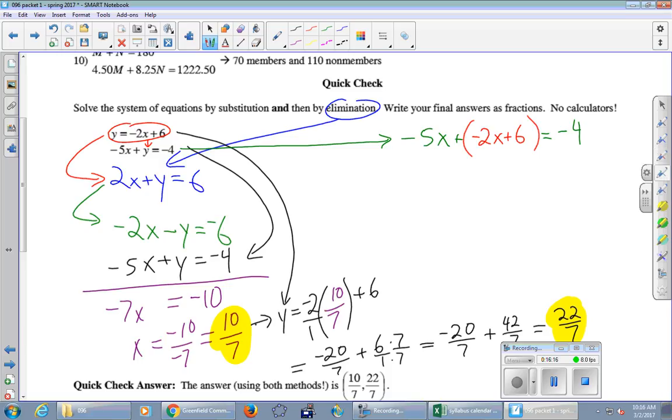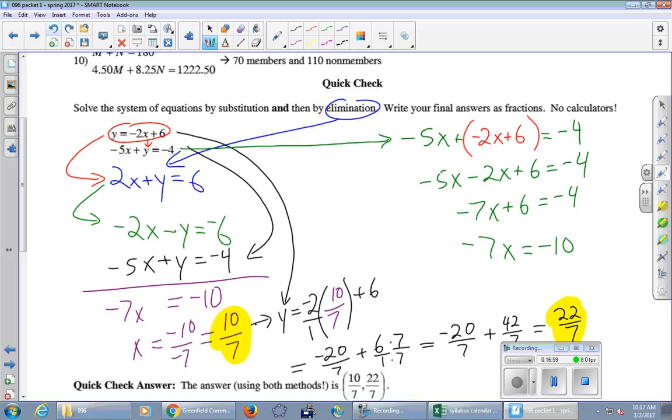Okay, so let's solve this. I've got negative 5x. That plus sign really doesn't have any impact on the parentheses, so I'm just going to copy without the parentheses. And that means negative 7x plus 6 is negative 4. Trying to solve for x, so that 6 needs to move to the other side. So we got negative 7x equals. So that 6 goes to the other side. So negative 10, right, when we subtract 6 from both sides.